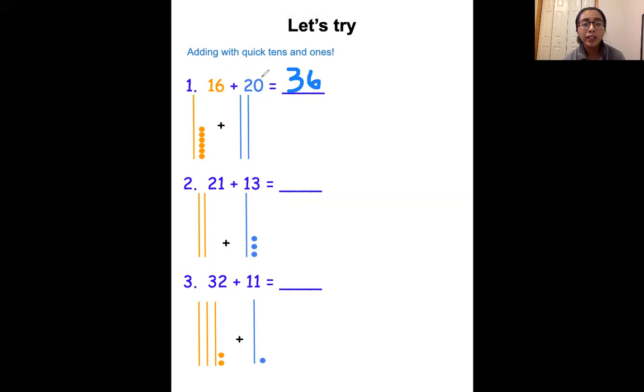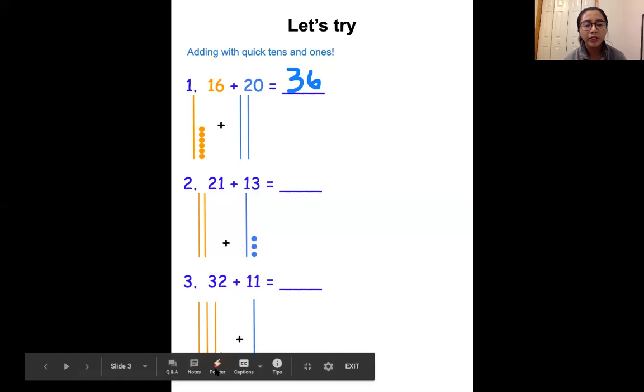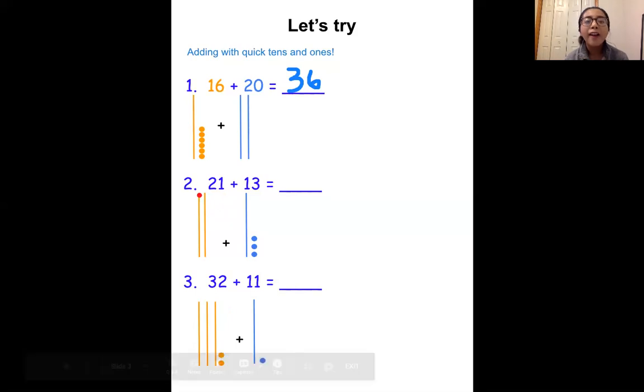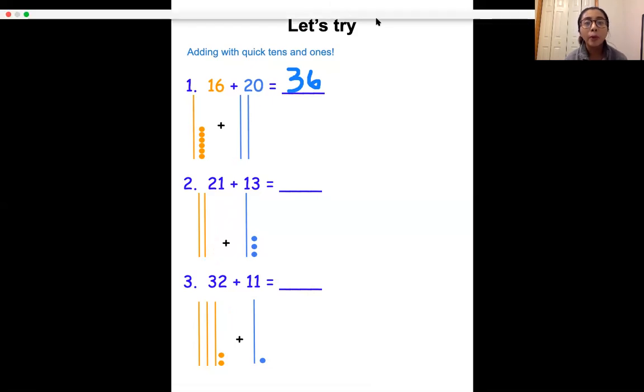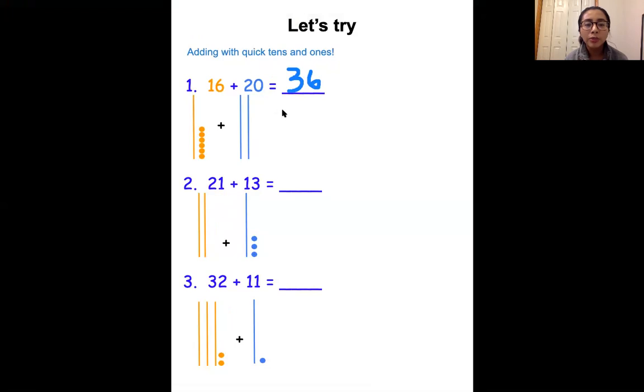Okay, let's move on to the next one. So the next one is 21 plus 13. For this one, let's count our tens again and then our ones. 10, 20. Oh, we did forget to make a 1. So right now, I'm just going to make a little 1. Remember, we were trying to draw the number 21.